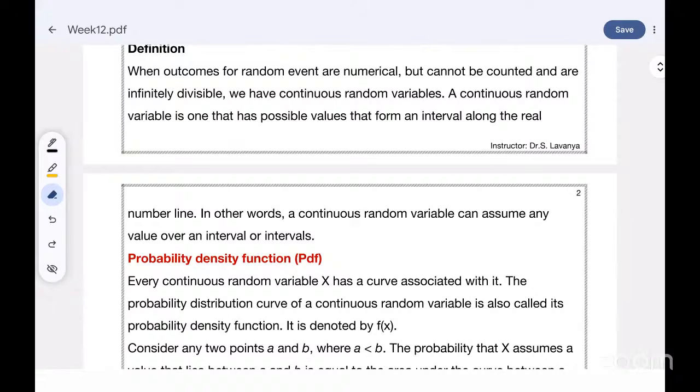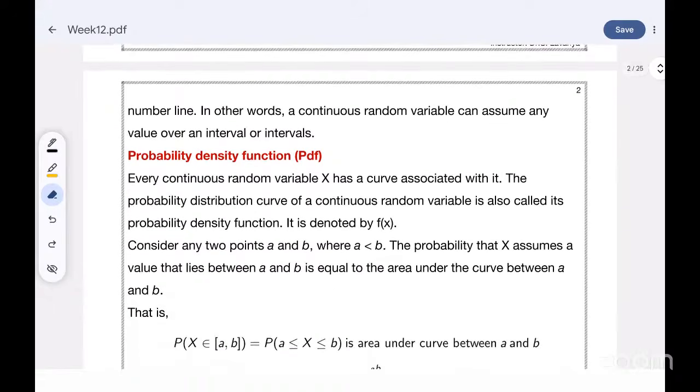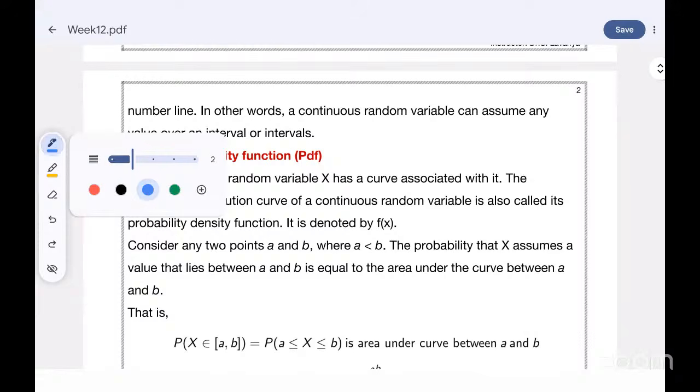Now consider 2 points A and B, which are real numbers, where A is less than B. The probability that x assumes a value between A and B is equal to the area under the curve between A and B. This is from calculus, the area under the curve. How do you find the area under a curve?